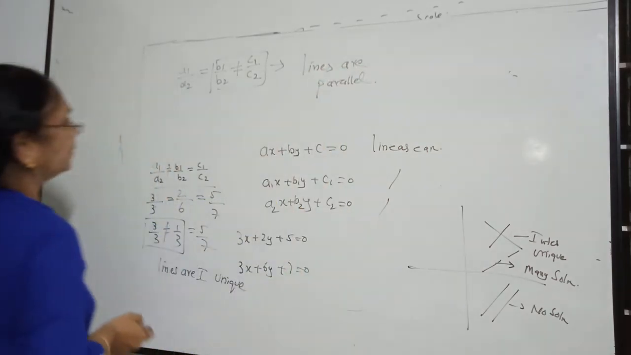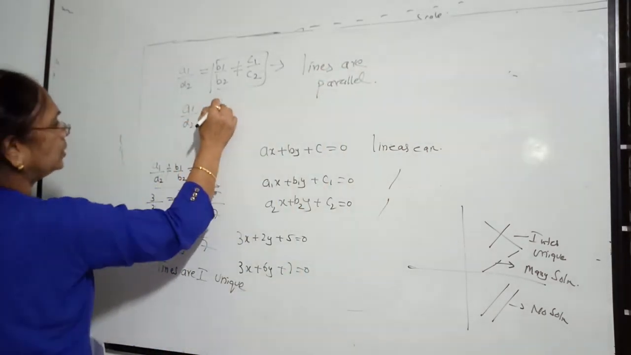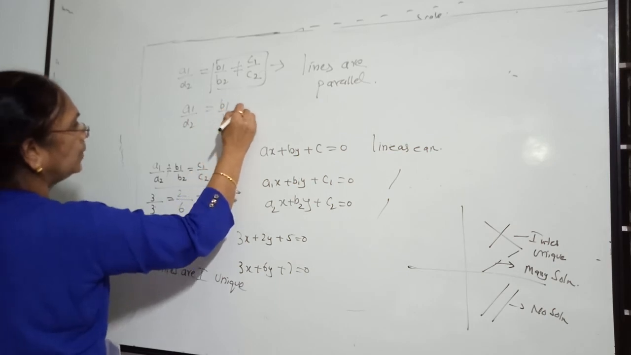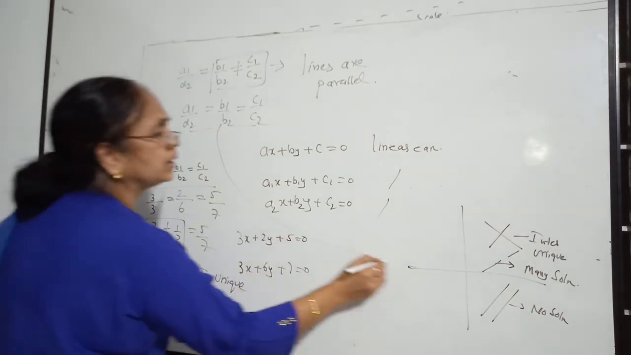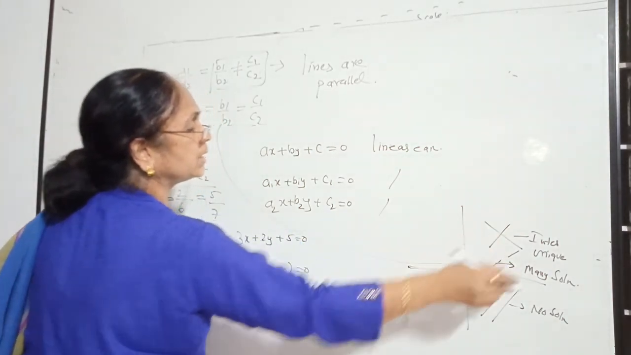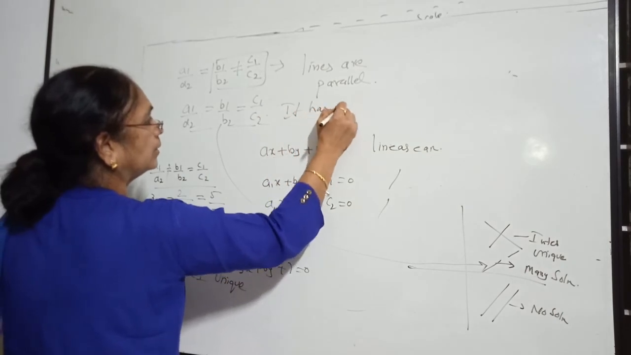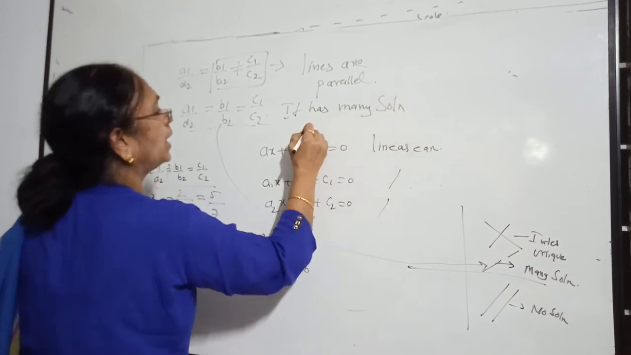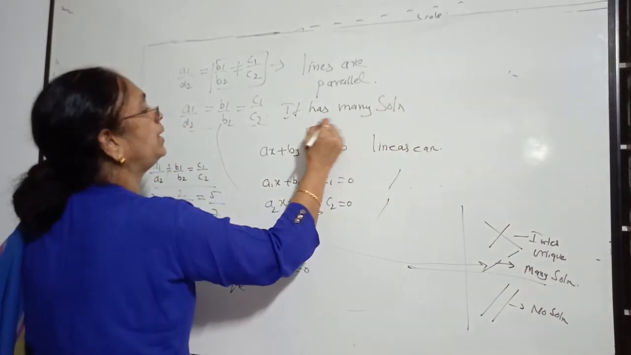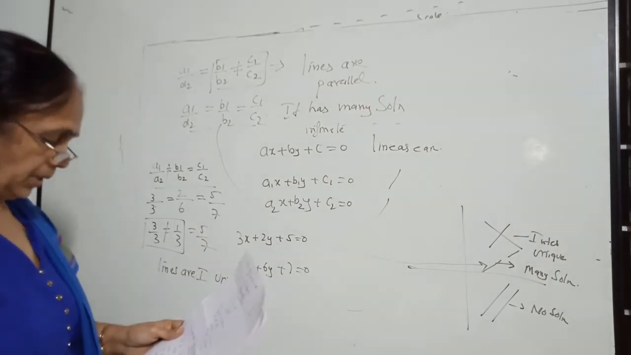Just go through that. The next one is where all three are equal: a1 by a2 is equal to b1 by b2 is equal to c1 by c2. This will satisfy this one. Both the lines are the same. So here it has many solutions. What will you write for that? Infinite solutions. So this is the way all this will be asked there. Be careful and do it.